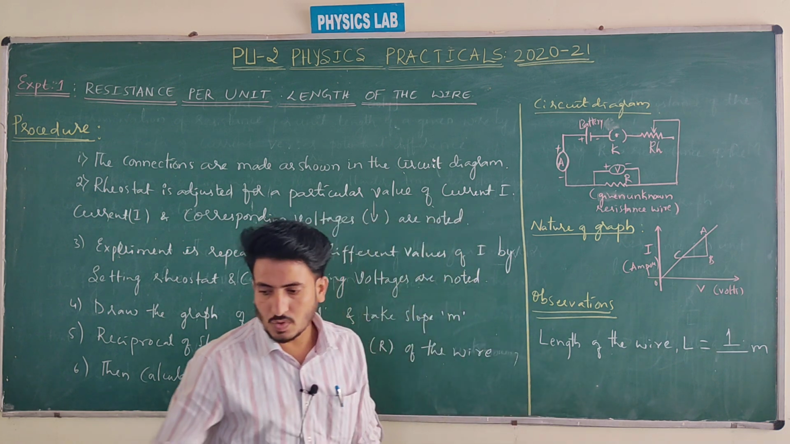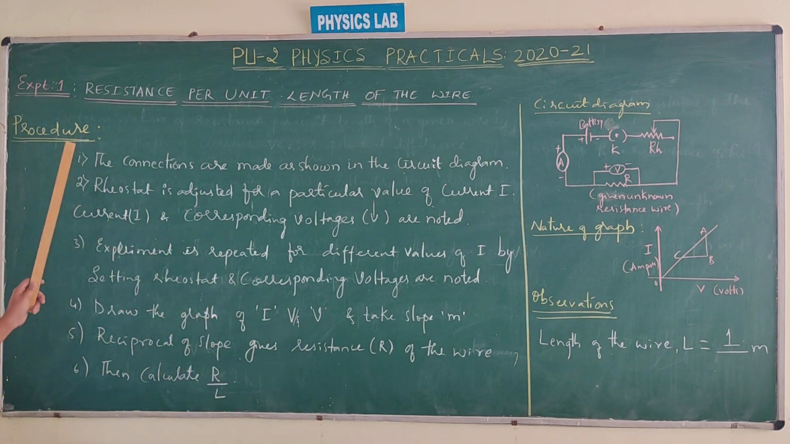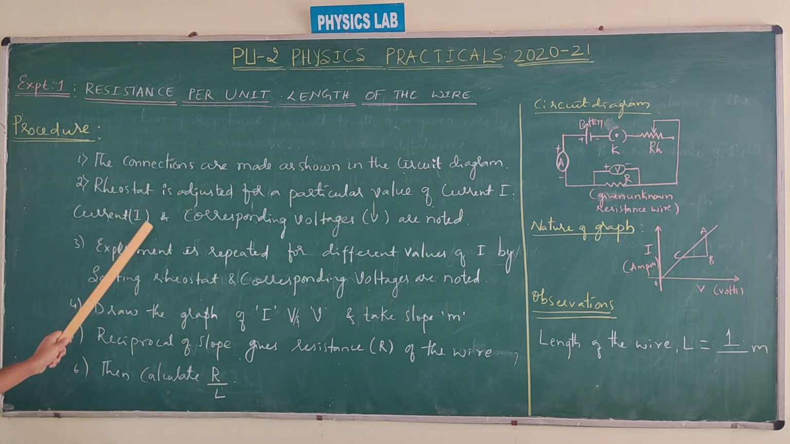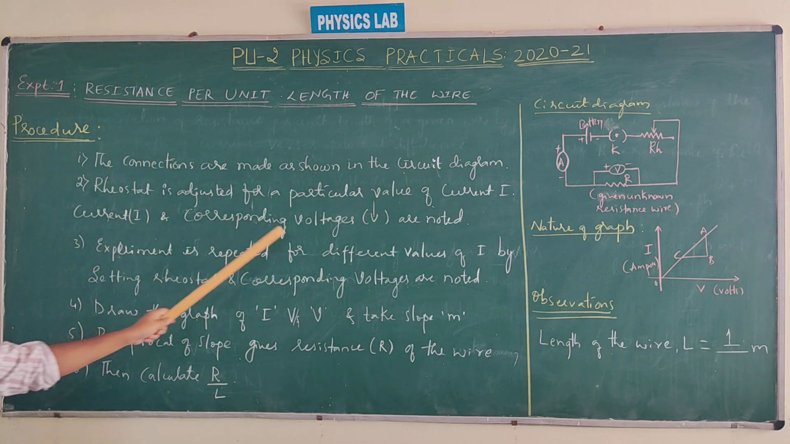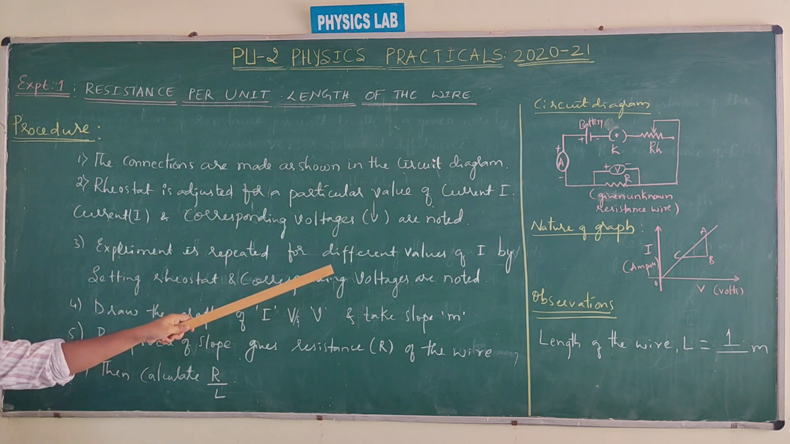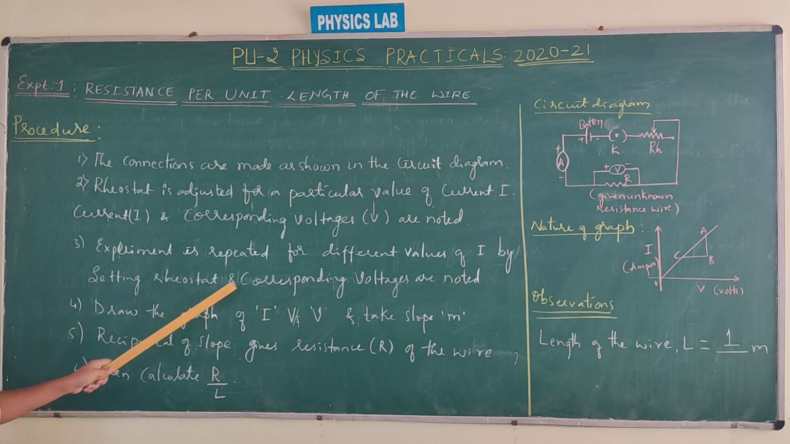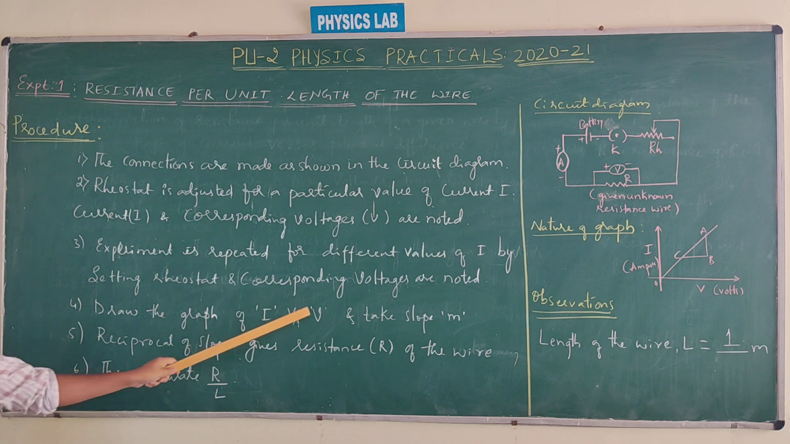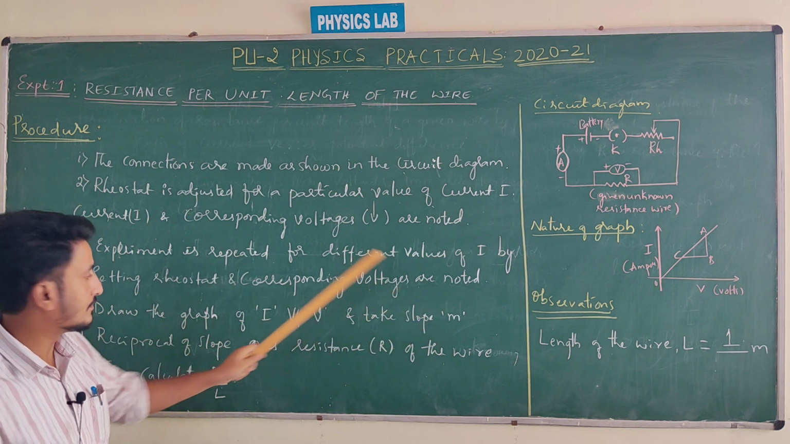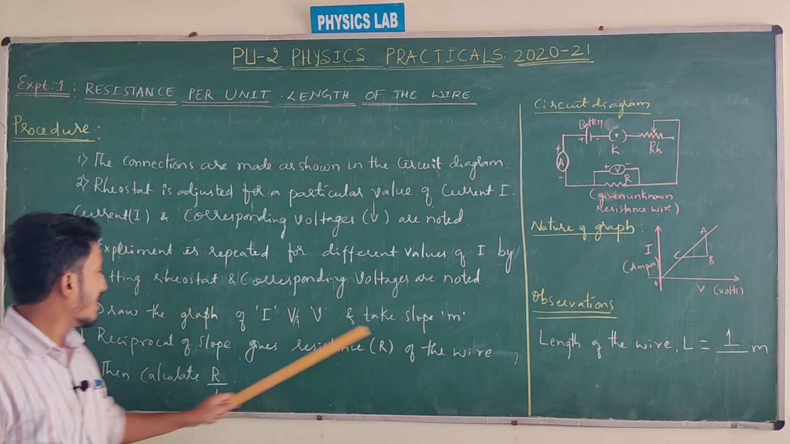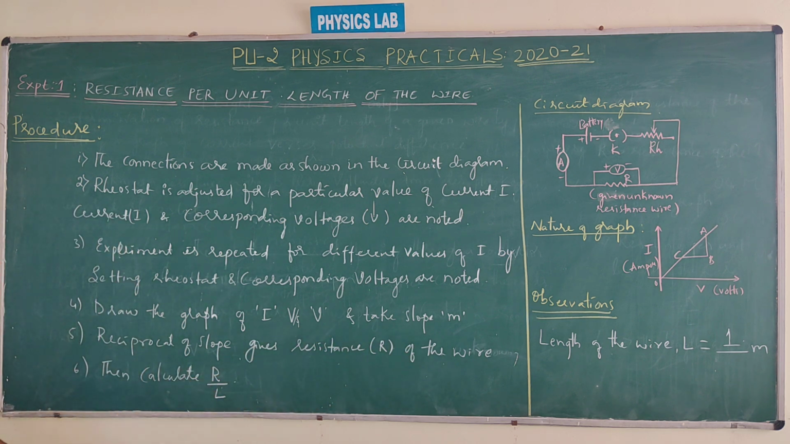Okay, so hopefully you have understood this. So the procedure is, connections are made as shown in the figure. The rheostat is adjusted for a particular value of current I, and the corresponding voltage V is noted down. The experiment is repeated for different values of current I by setting the rheostat, and corresponding voltages are noted down. Then draw the graph of current versus voltage and take the slope M. The reciprocal of the slope gives the resistance R of the wire, then calculate R by L.